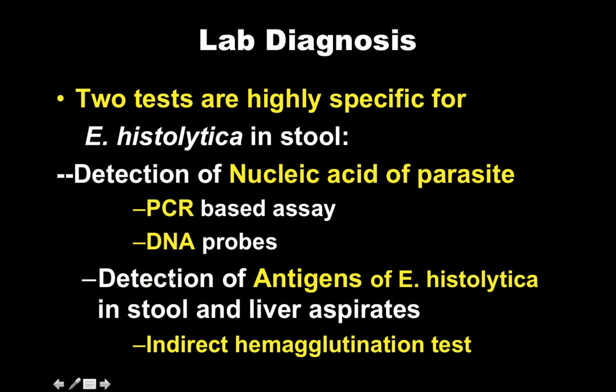Then is detection of antigens of Entamoeba histolytica in stools and liver aspirate, and in this case we are going to perform indirect hemagglutination tests.